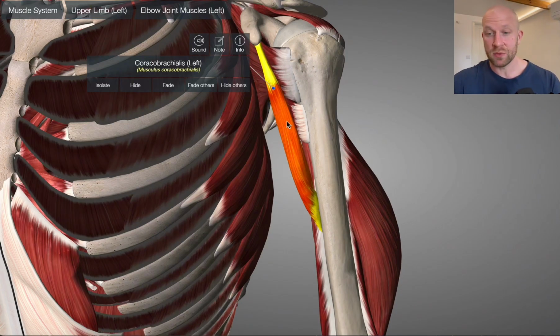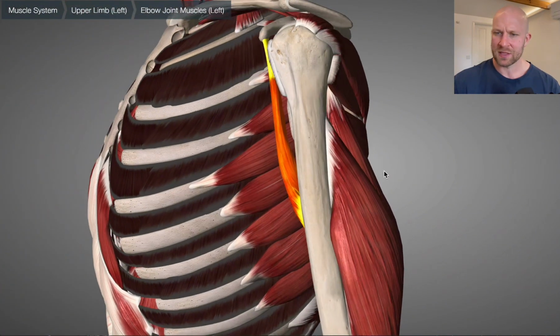If it shortens, it pulls insertion closer to origin, it's going to adduct and flex the arm. So bring it in and out to the front. Don't forget about that one. Easily forgotten about, little coracobrachialis.